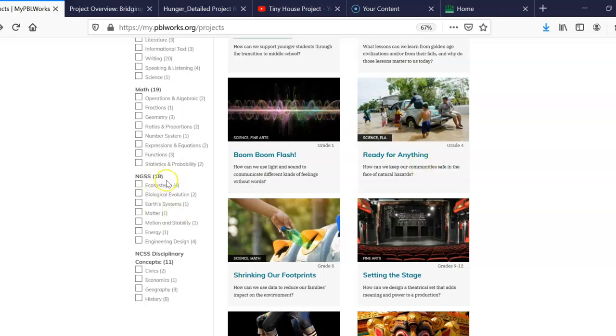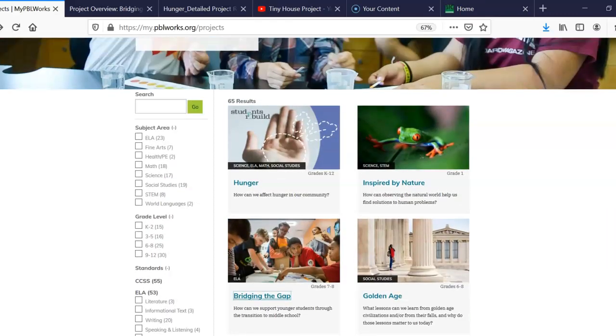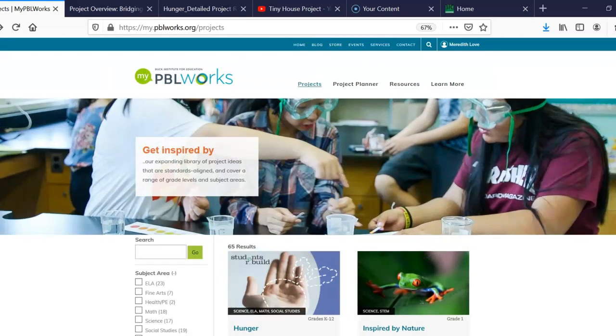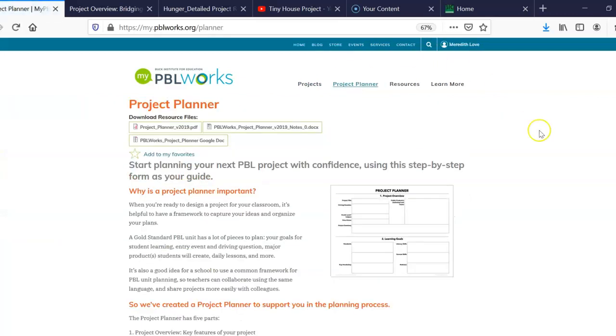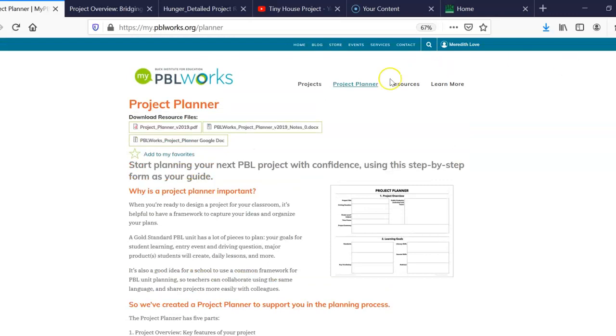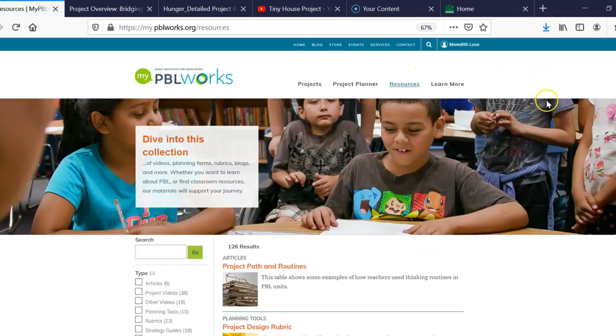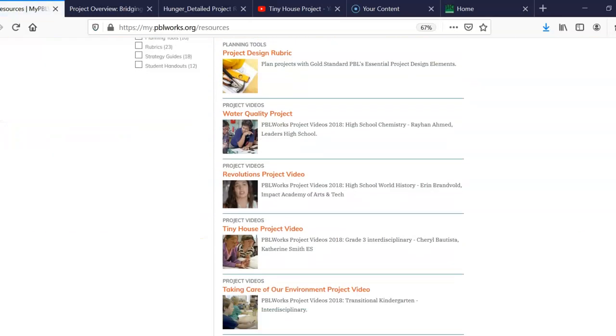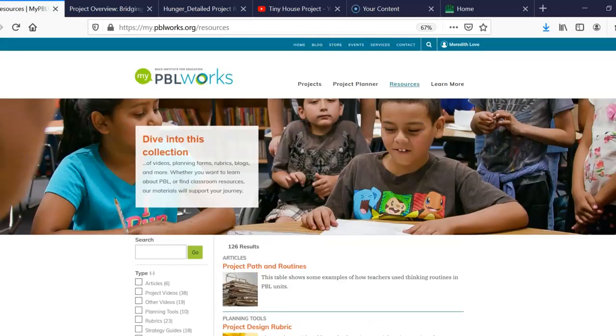So it's organized by science standards, by math, subject area, grade level, all of these things, and there are just some excellent projects. Additionally, while we're here, I'll just talk through some other things that are on the PBL Works website. Some of these are in your downloads already. You have Project Planner, and then resources include videos and rubrics and strategy guides and handouts that you can even use with your own students.